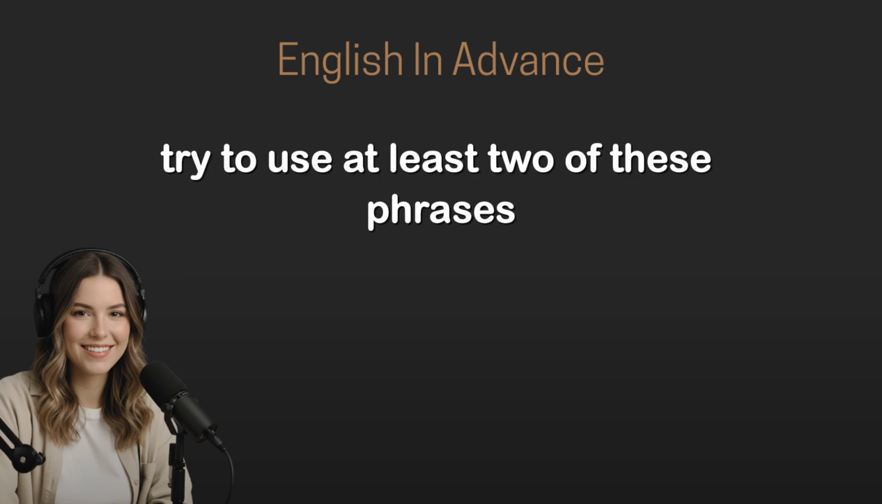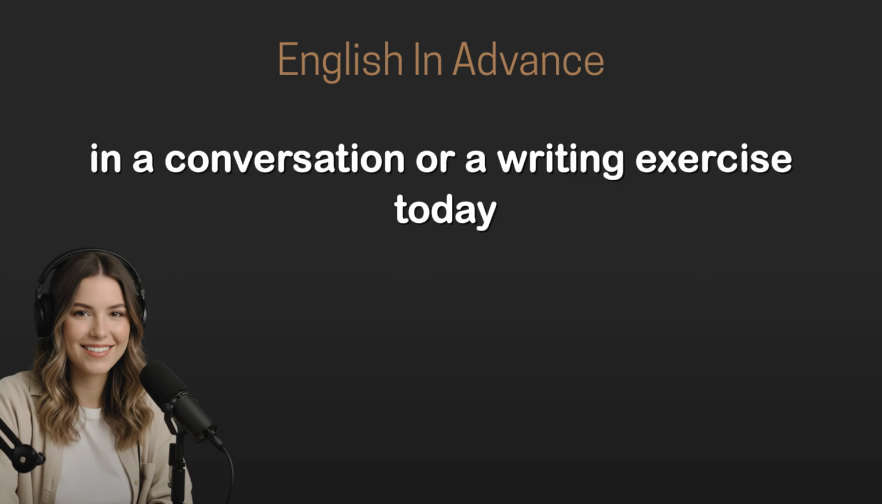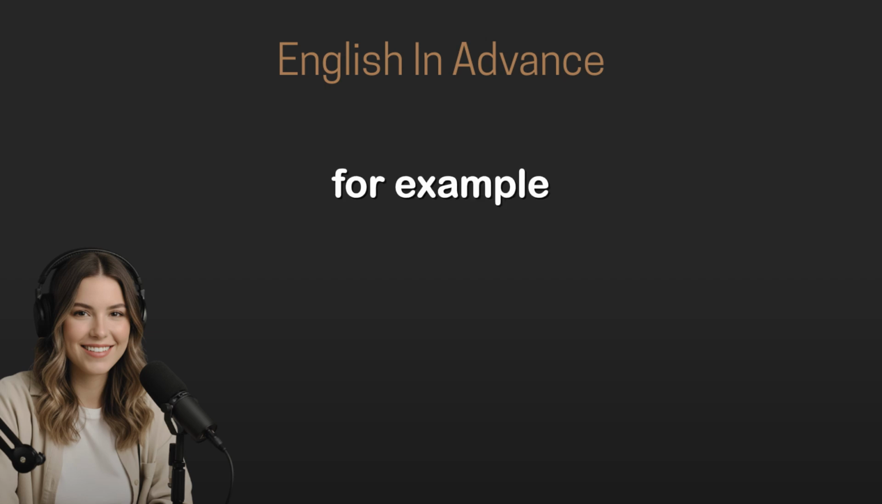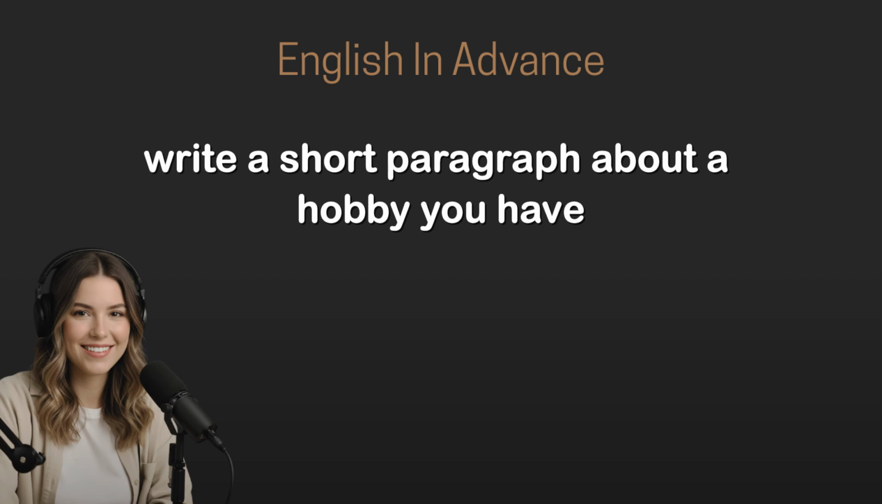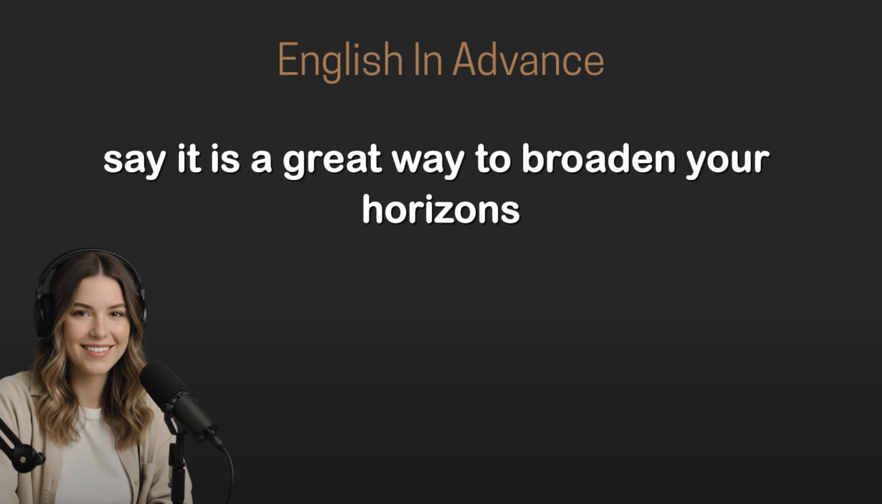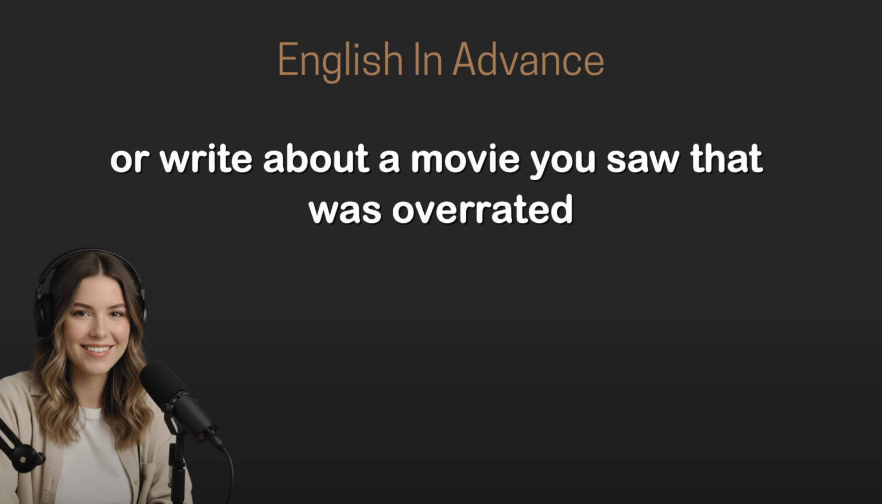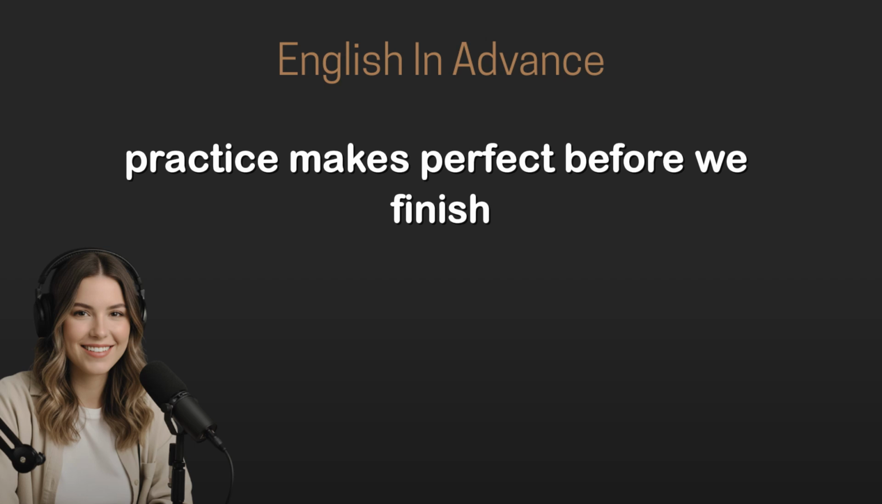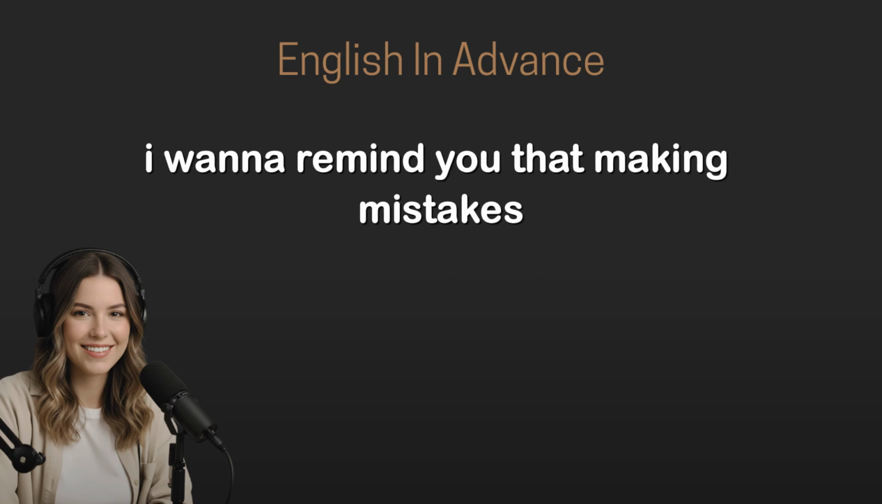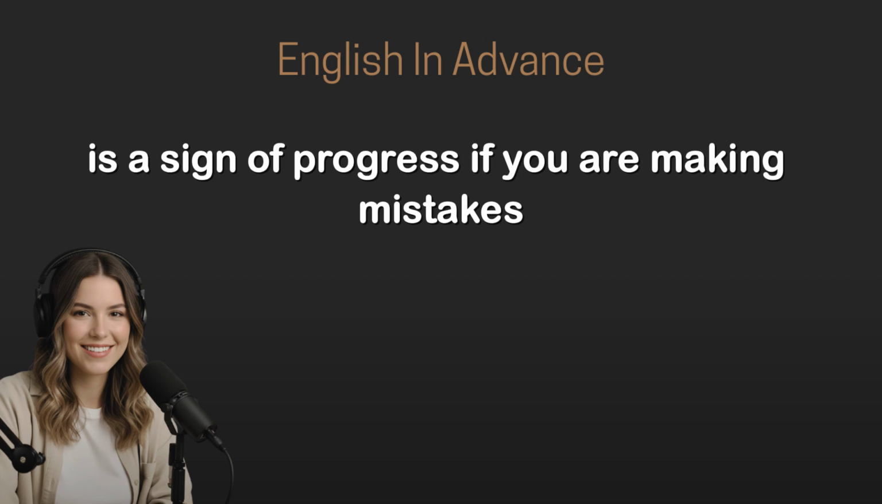Try to use at least 2 of these phrases in a conversation or a writing exercise today. For example, write a short paragraph about a hobby you have. Say it is a great way to broaden your horizons. Or write about a movie you saw that was overrated. Practice makes perfect. Before we finish, I want to remind you that making mistakes is a sign of progress.